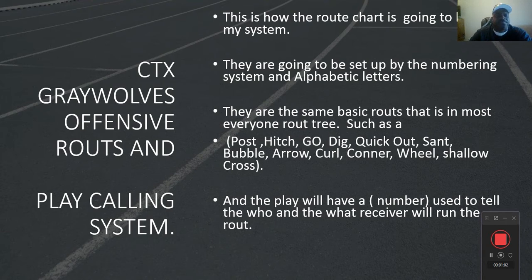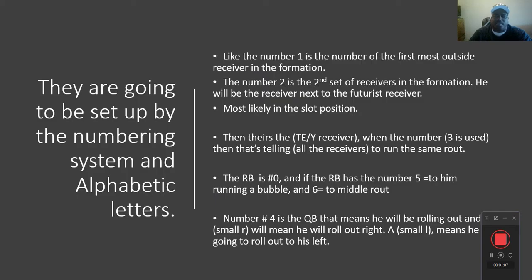Now, the number 1 is the first, most outside receiver in the formation. Outside receivers, you have 2. I mean, number 1 here and number 1 over here. Number 2 is going to be inside. Number 3 is probably going to be basically the tight end. The running back and the quarterback don't basically have a number.